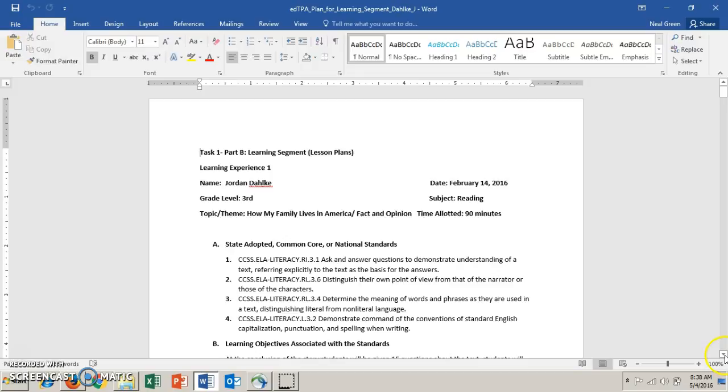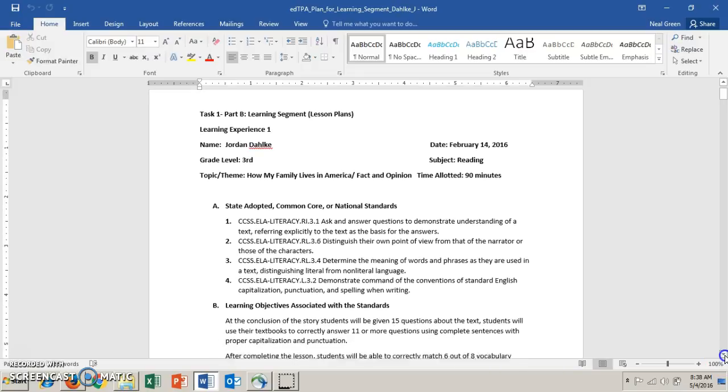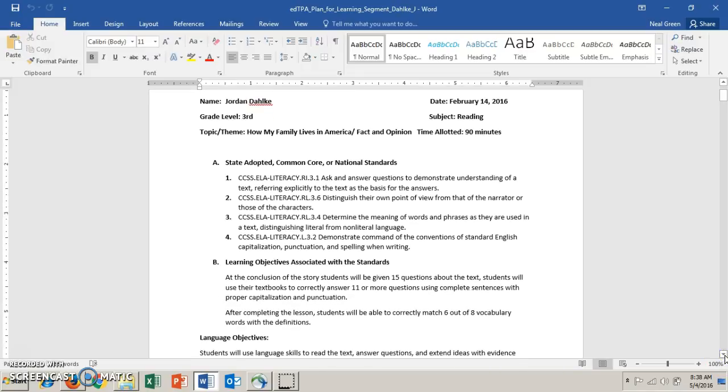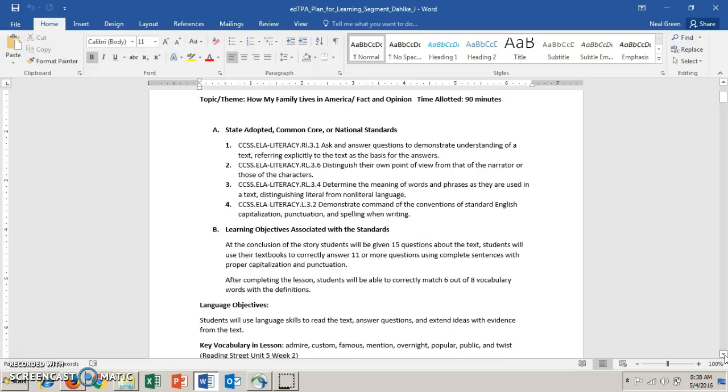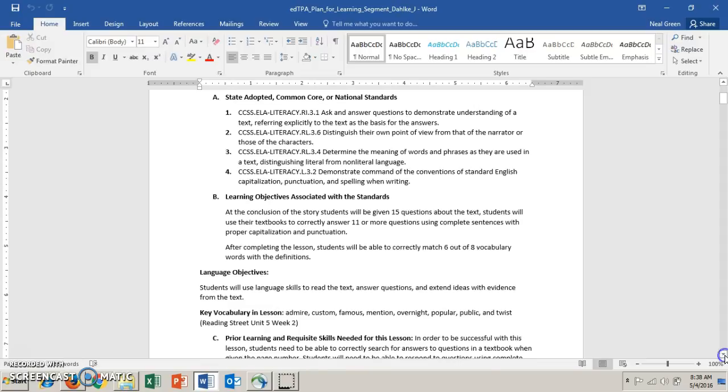This is one of your first plans, learning experience one. Subject is reading. Theme, how my family lives in America. Fact and opinion. Okay, I like it. It's catchy. I'm going to take for granted that your state adopted Common Core standards are good to go. Okay, I'm going to look at your learning objectives.